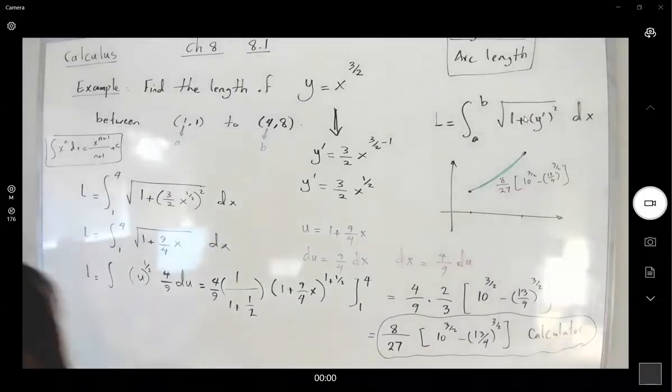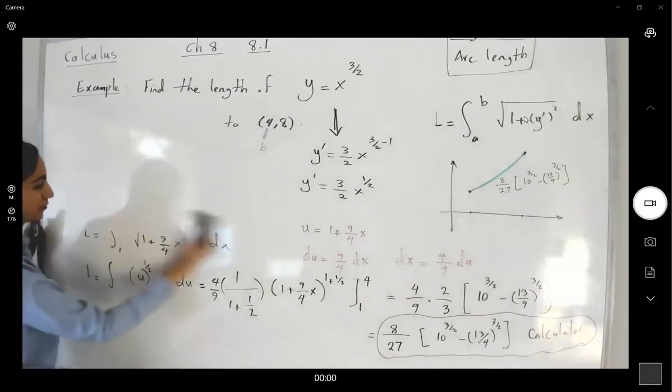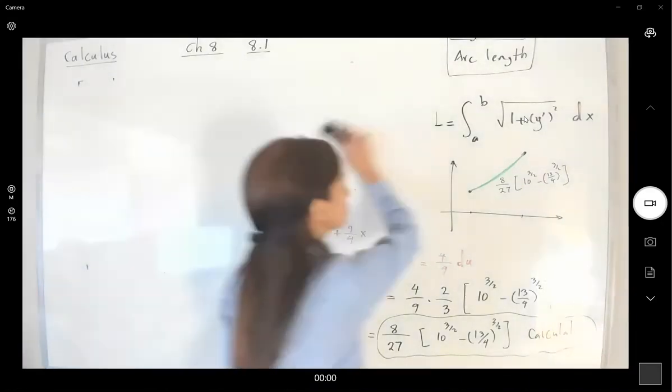Okay, give us more examples. Well, here's another example for you. Here we have, find the length.